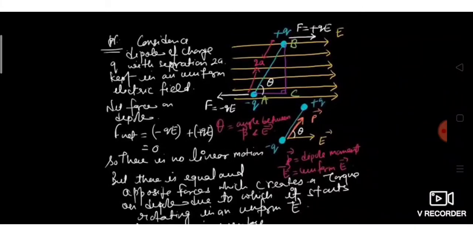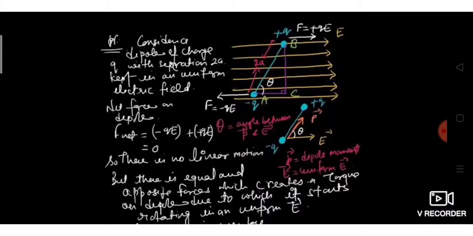In our last class, we discussed the electric field due to an electric dipole along its equatorial line. Today, we are going to see the torque experienced by a dipole in a uniform electric field. Consider a dipole of charge plus q and minus q with separation of 2a kept in a uniform electric field. Let us see the diagram.